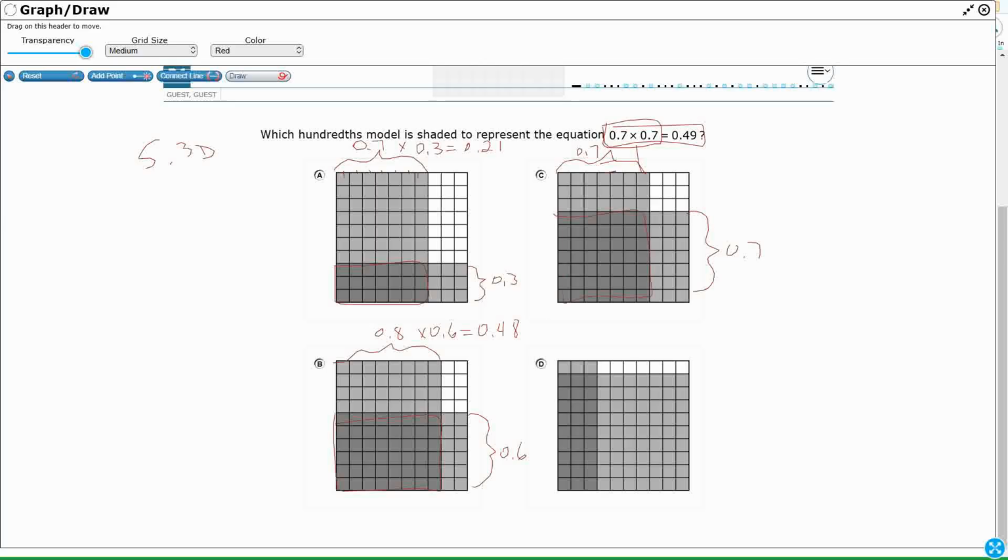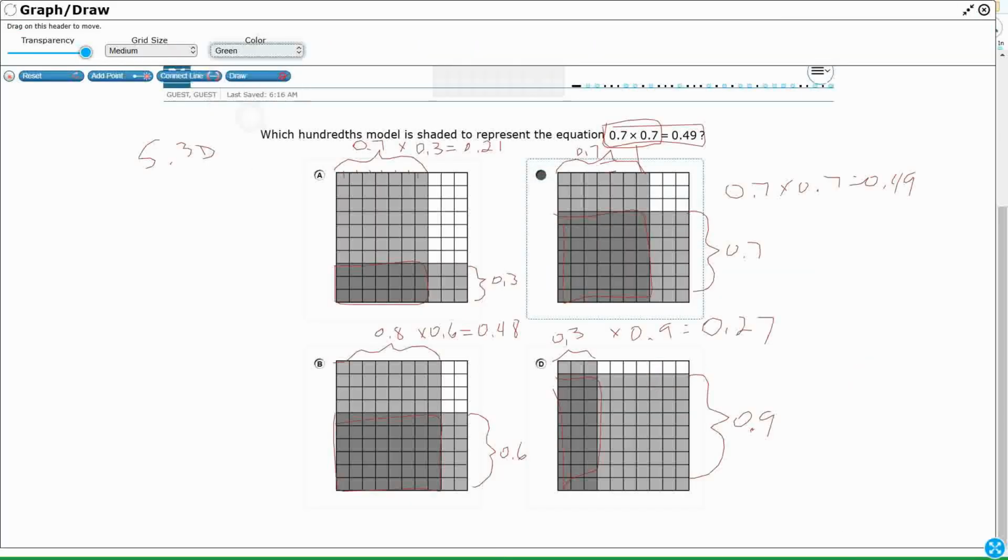And if you counted these, what you're going to get is 49 hundredths. So that is our correct answer. And then this is 3, and this is 9. So that's not going to get what we need to. That's 27 hundredths right there. So our correct answer here is C.